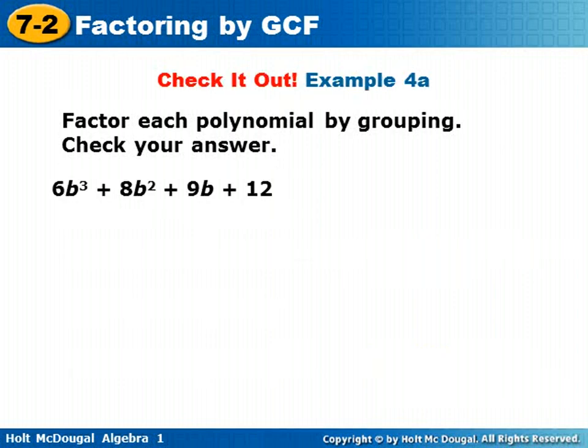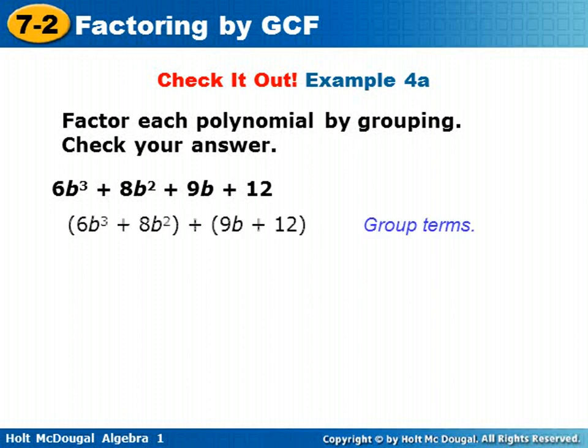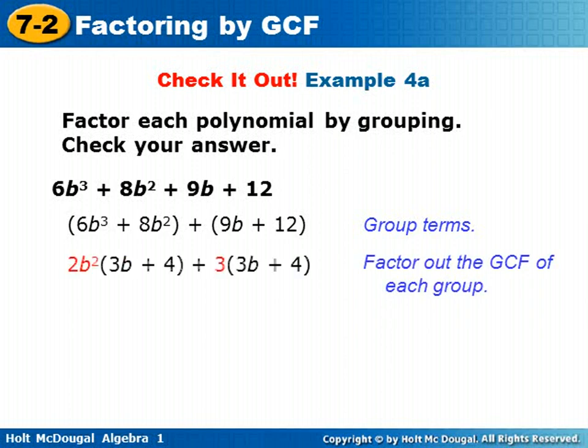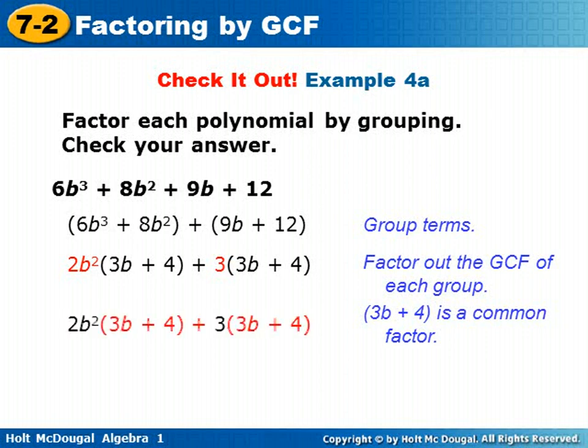Here's a grouping example for you to try, so you can pause the video and then check back for your answer. So we group terms, 6b to the third and 8b squared, 9b, and 12. We're going to factor out the GCF of each group. So for the first group, 2b squared, and the second group, 3. That leaves us with 3b plus 4 as a common factor for both. So we factor out 3b plus 4, and we get 3b plus 4 times 2b squared plus 3.